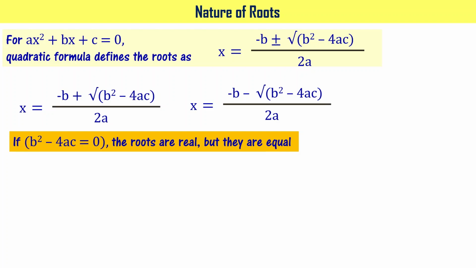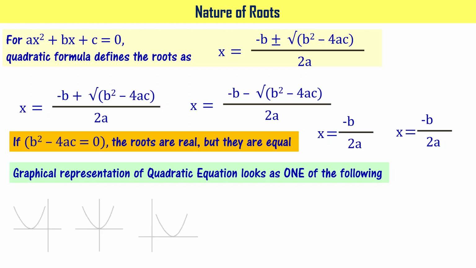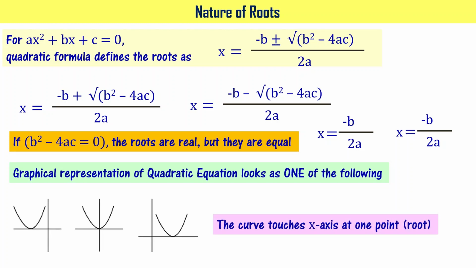Let's consider another case. If b square minus 4ac equal to 0, then the roots can be written as minus b divided by 2a and minus b divided by 2a, right? It means the roots are still real, but they are equal. Please take a note of this. And the graphical representation looks like this. As you observe, the curve touches the x-axis at only one point. That point is called root, or repeating root, or equal roots.